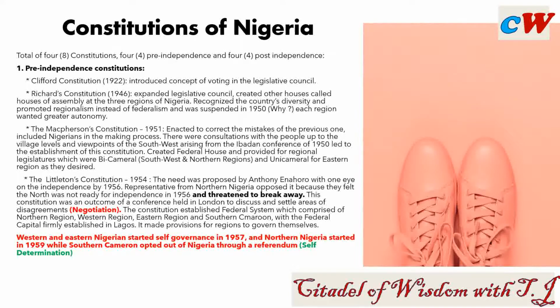After negotiation, they addressed and settled areas of disagreement, and the Constitution was enacted. This Constitution, called the Littleton Constitution, established the federal system of government, and the federating units comprised the Northern region, the Western region, the Eastern region, and the Southern Cameroons.